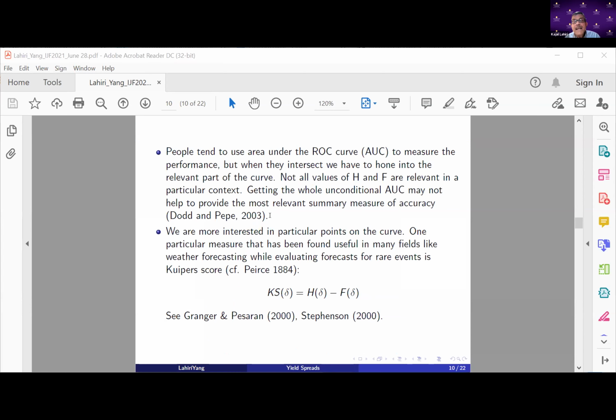Now, one thing in weather forecasting, what they use, rather than AUC, is something called the Kuiper score, which is just the hit rate minus the false alarm rate for each value of the threshold. Okay, and this Kuiper score in econometrics was popularized by Granger and Pesaran in their two classic papers. Even though they call it the Kuiper score, actually Peirce in 1884 had discovered it. So it should actually be called the Peirce score, but people call it the Kuiper score, at least in econometrics.